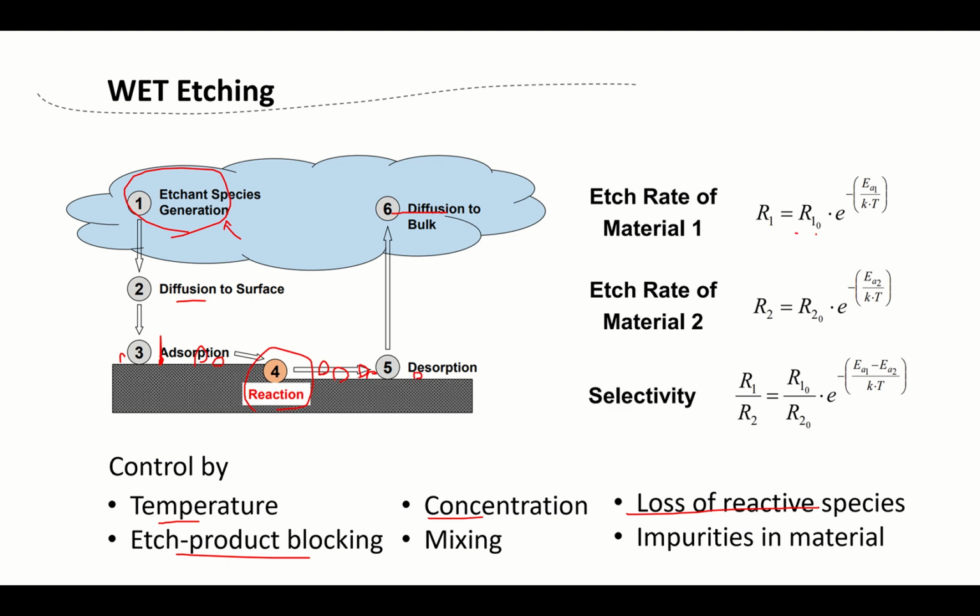So the etch rate is a constant times the exponential of activation energy and temperature. If you increase the temperature, you have a better etch rate. If you decrease the activation energy, you have a better etch rate. So for selectivity, we can see if we decrease the temperature, we will have a better selectivity.